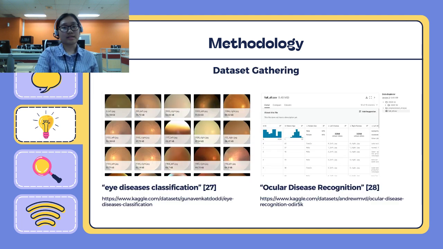We utilize two different datasets, both sourced from Kaggle, resulting in a total of 7 different classes, which include age-related macular degeneration, cataract, diabetic retinopathy, glaucoma, hypertension, normal eyes, and pathological myopia.